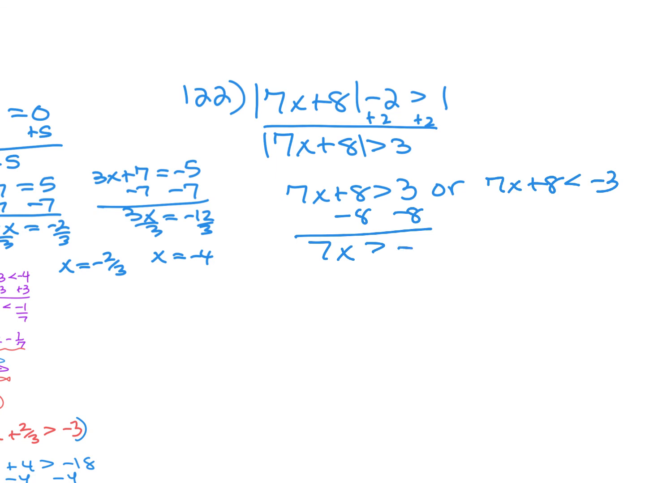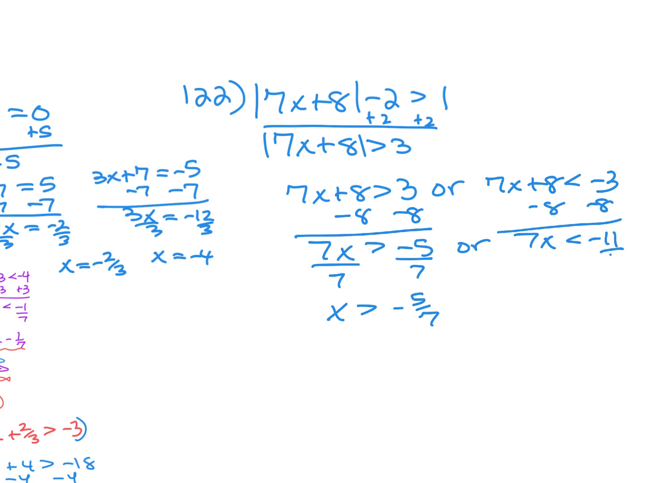7x is greater than negative 5. Divide by 7. And x is greater than negative 5 over 7. Here I'll subtract 8. 7x less than negative 11. Divide by 7. So x is less than negative 11 over 7.